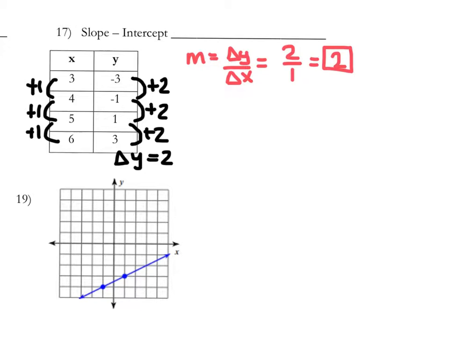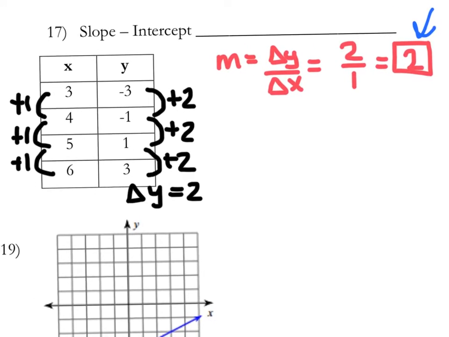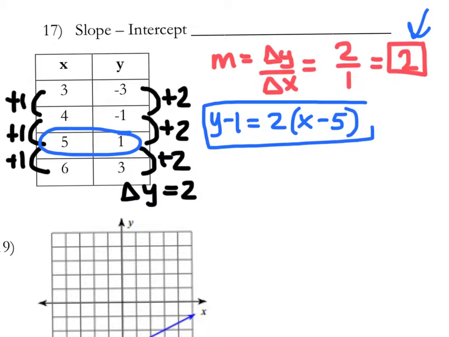Now I'm going to choose any point at all from my chart to write my equation in point-slope form. So again, I have my first piece of information, and now the second piece of information is just to choose a point. I'm going to choose this point, 5 and 1. So I'm going to write my equation in point-slope form. It's y minus my y value, 1, equals my slope, 2, times x minus my x value, which is 5. So I would be done if this was asking for point-slope form.